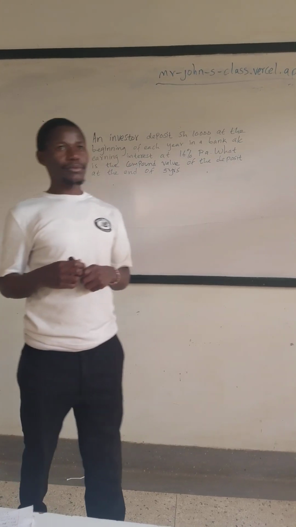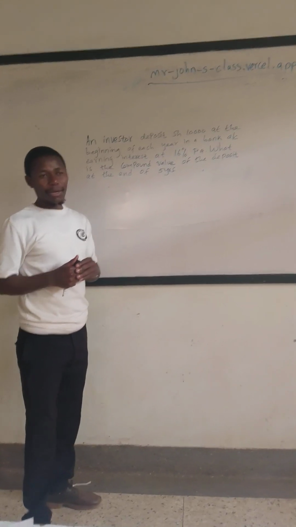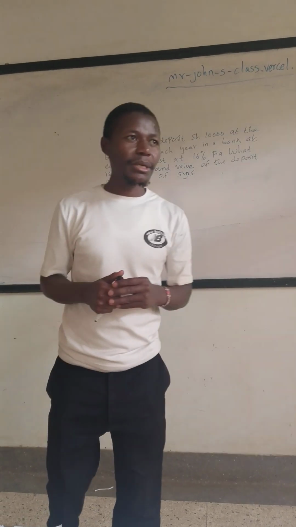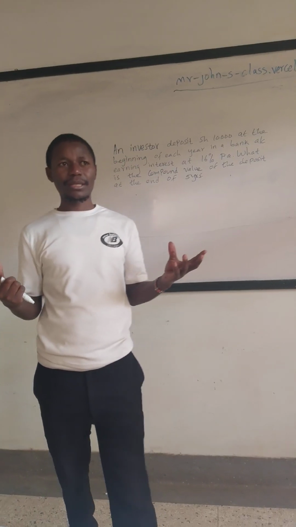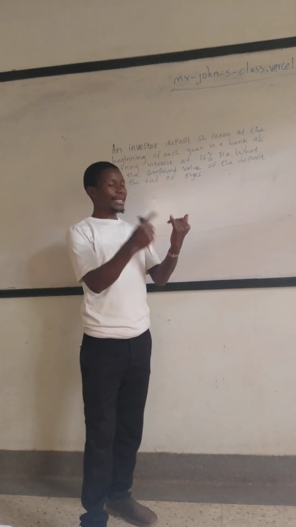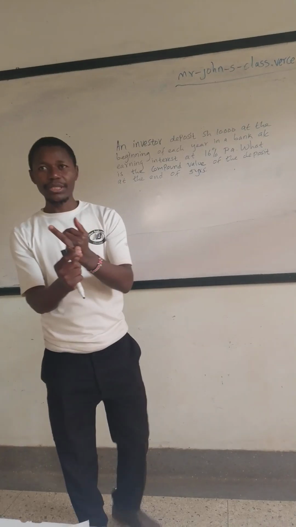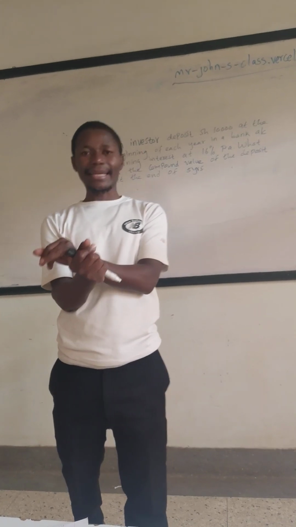Let's solve this question together. This one is a question of what we call annuities. Basically, we have two types of annuities. Annuity number one, or type number one, is called ordinary annuity. This one is normally received at the end.